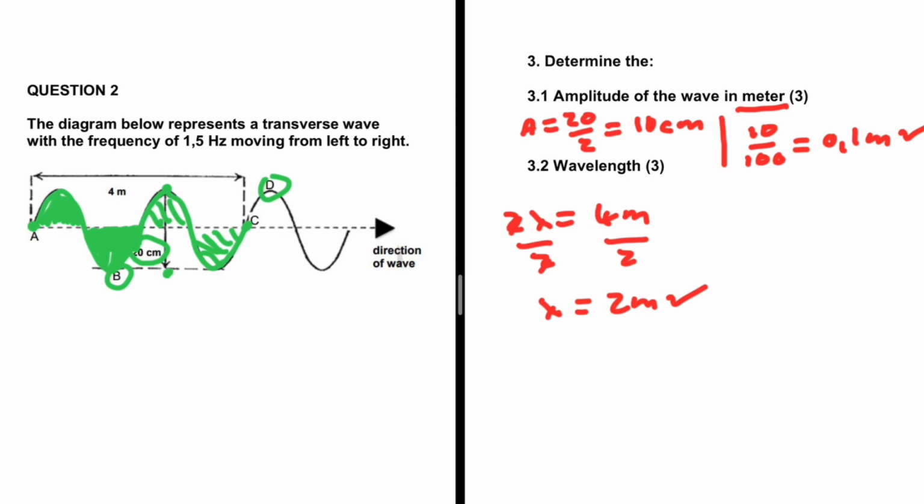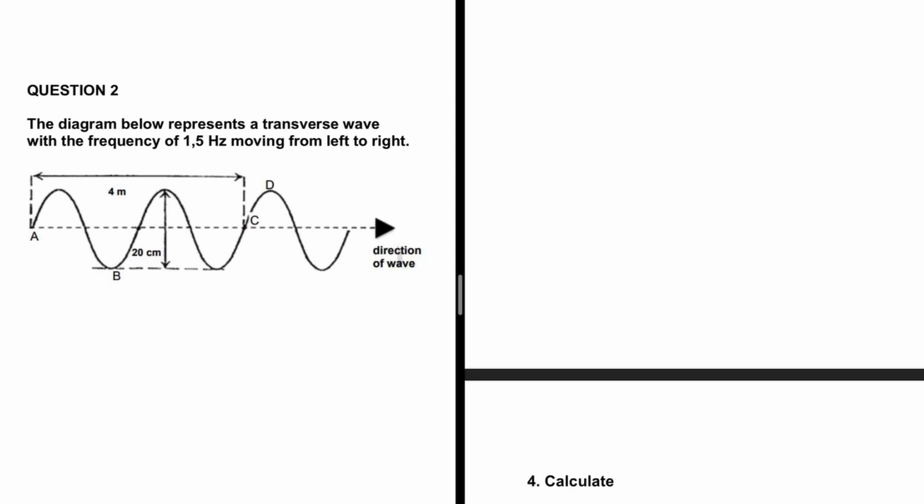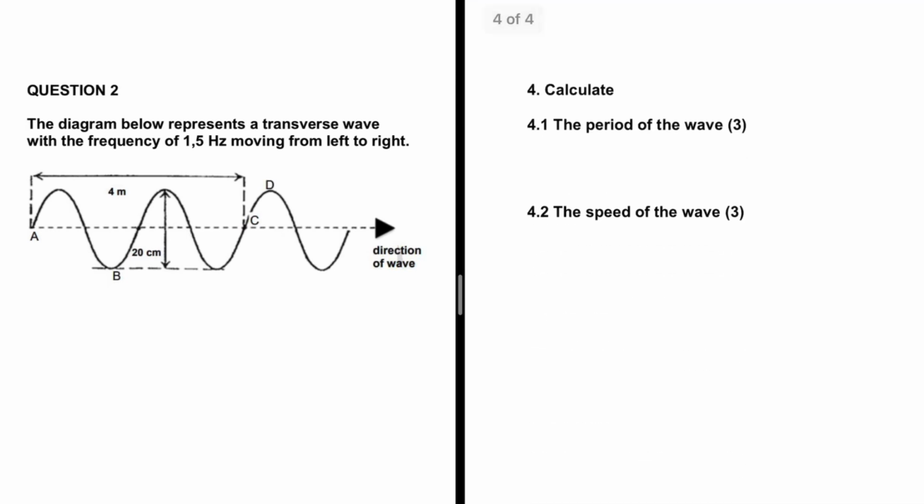Right, so let's be aware of these type of situations in the exam. Most of the time, you're not going to be given the amplitude or the wavelength. You have to do some calculations to determine it. But anyway, let's move on. Question 4. 4.1, calculate the period of the wave. We are given the frequency. Obviously, if we are given the frequency, it becomes very easy to compute the period.